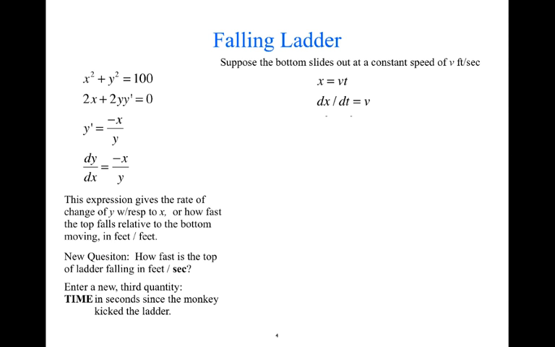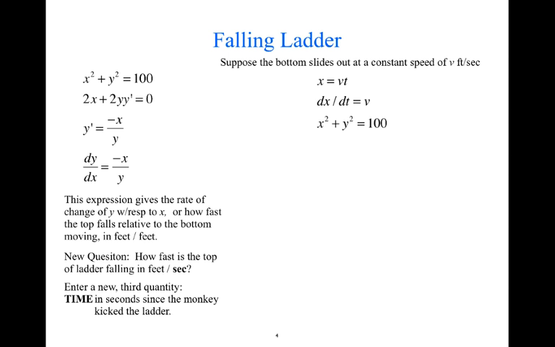So if the bottom is sliding out at a constant speed, then dx/dt is v. How fast x changes with respect to time is this constant speed v. That should be easy. Makes sense? So now we start back with our original equation, but now instead of wanting dy/dx, we want dy/dt. So we're still going to do implicit differentiation, but no longer with respect to x, but with respect to t. So now everything is chain rule.